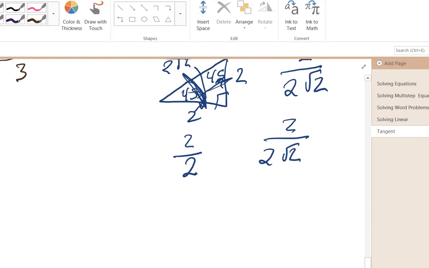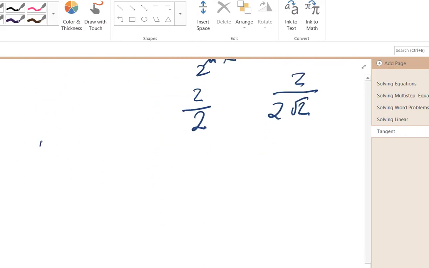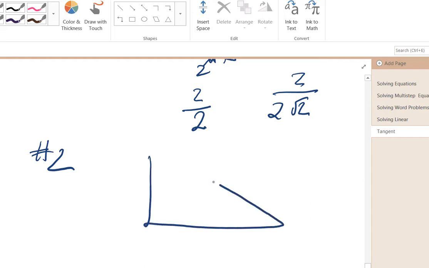Okay, on the next page is problem number 2. It says, find the lengths of the sides of the triangle, X and Y, accurate to 3 decimal places. Okay, good. We get to find some decimals now. I just want to put my right angle there. Going to put y here. Going to put x here. Let's see, we got 25 degrees up here, and we have 15 right there.